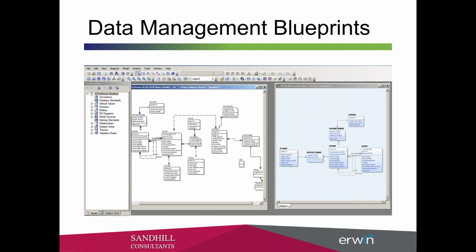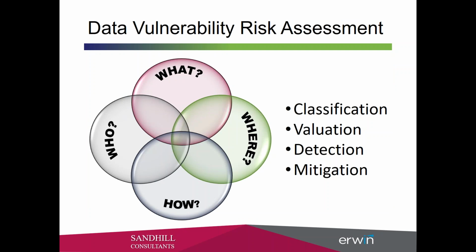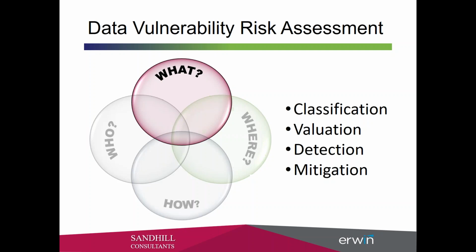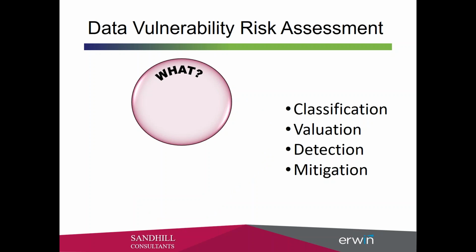So when we look at data vulnerability then, we look to the classic risk assessment process of looking at the classification of the asset, its valuation, detecting how and where the breach might happen in terms of a vulnerability, but also how to mitigate it once it has happened. So effectively what we're looking at is the what, who, where, and how of a data vulnerability. What we're going to look at first, however, is the what, the classification part, which again in our case relates to data.